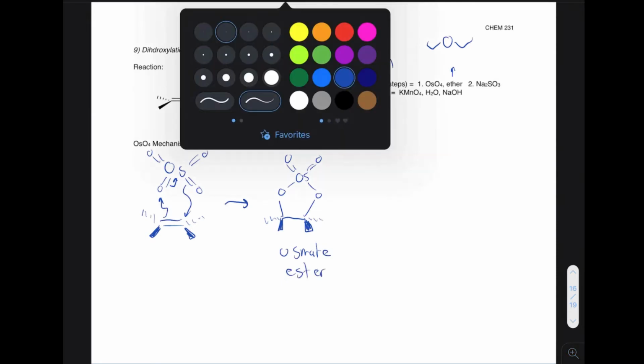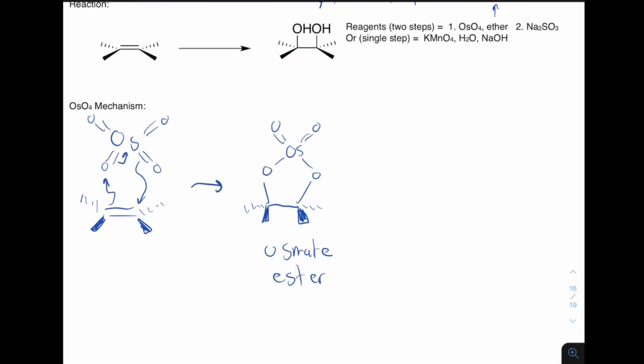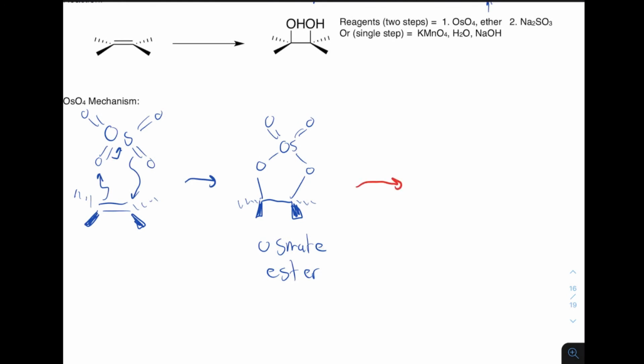And so what ends up happening after this, and I won't go into all the details, is we end up seeing these bonds breaking from the osmium atom, mostly through the reducing agent that we have up here. And our final compound, as you can see, is this diol, our two alcohol groups on our alkene.